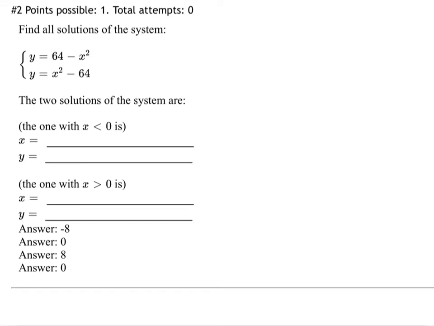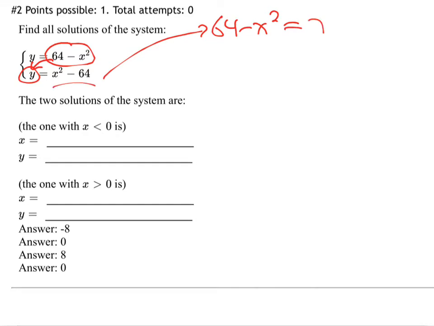Same kind of thing. I'm going to grab this equation and plug it in right there to the other equation. So this second equation is going to become 64 minus x squared, right? That's the left side, equals the right side, x squared minus 64. This is kind of an interesting one.